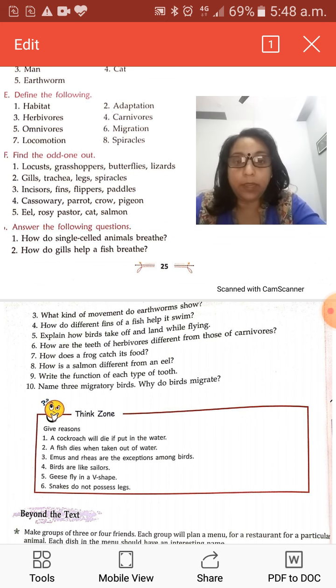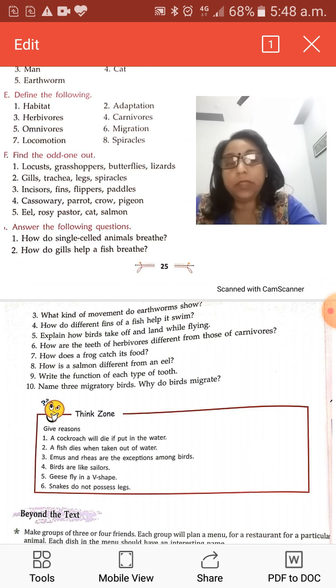Next one is adaptation. Adaptation means, first I'll give the example. Just suppose a camel. It is a desert animal. So the camel has some specific features in the body. And which are these specific features? It has very long legs.